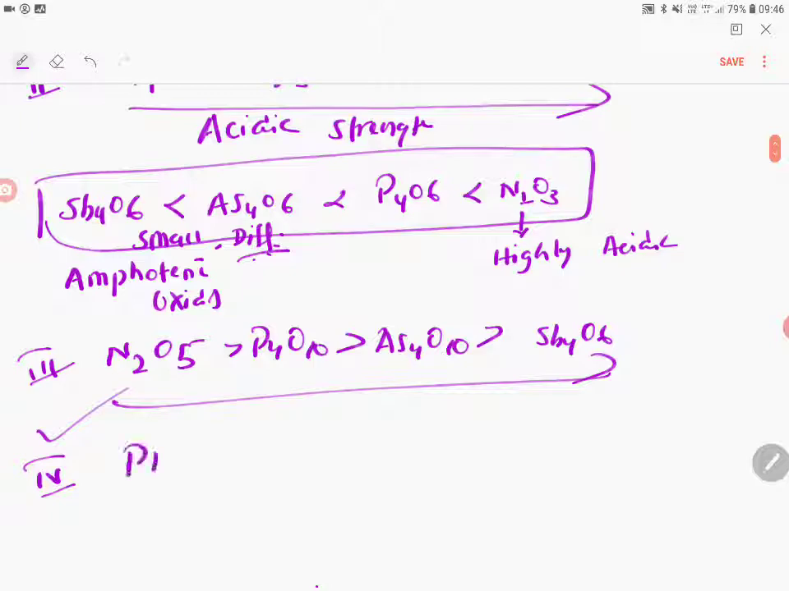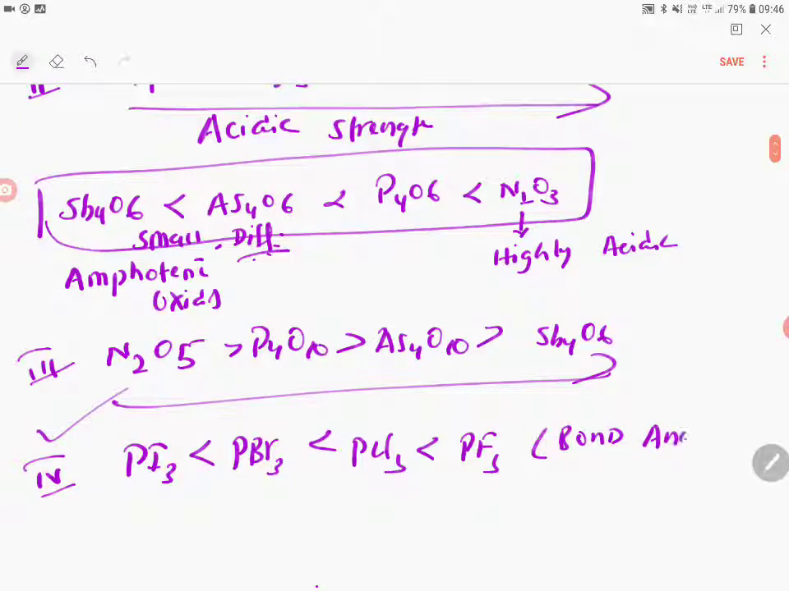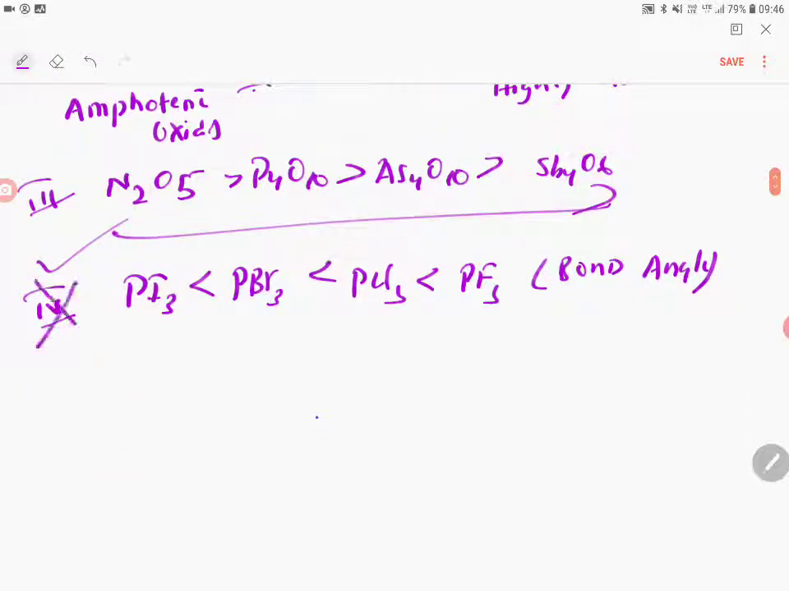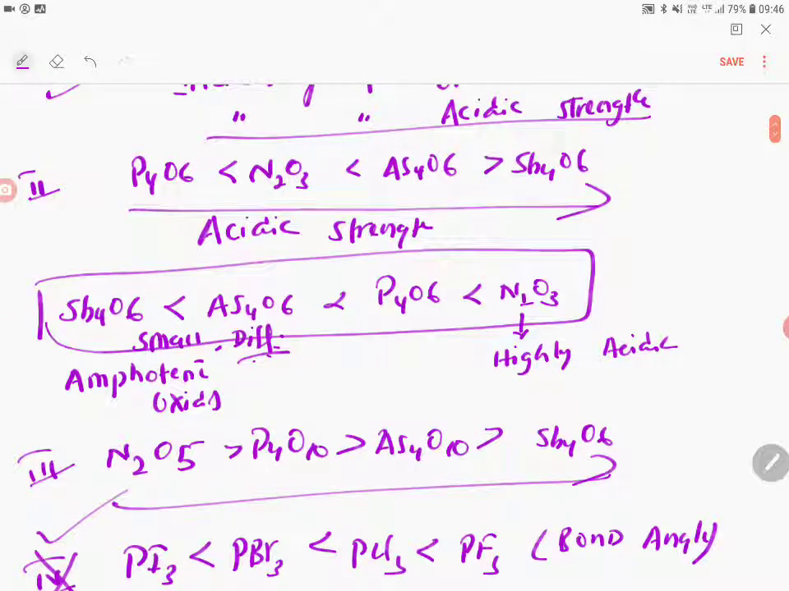Option number 4, what is given? PI3 less than PBr3 less than PCl3 less than PF3. And what is given is this is the increasing order of bond angle. Okay, this is also wrong, it's incorrect, and option 2 is also incorrect.